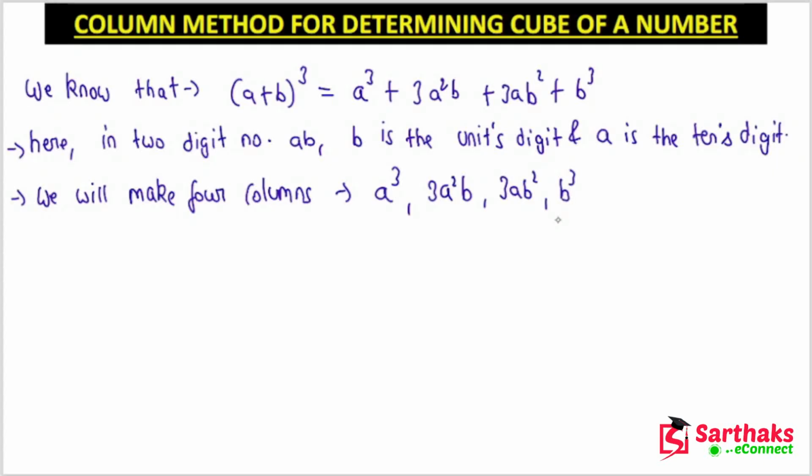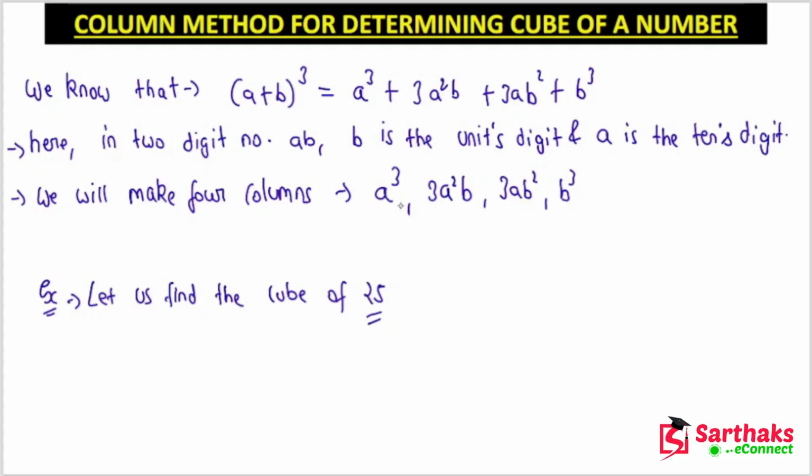Okay, so there will be 4 columns, and then we will follow a particular procedure with particular steps to find the cube of a number. Okay, for the demonstration of the steps, let us find the cube of 25. Let us calculate 25 cube using this column method.